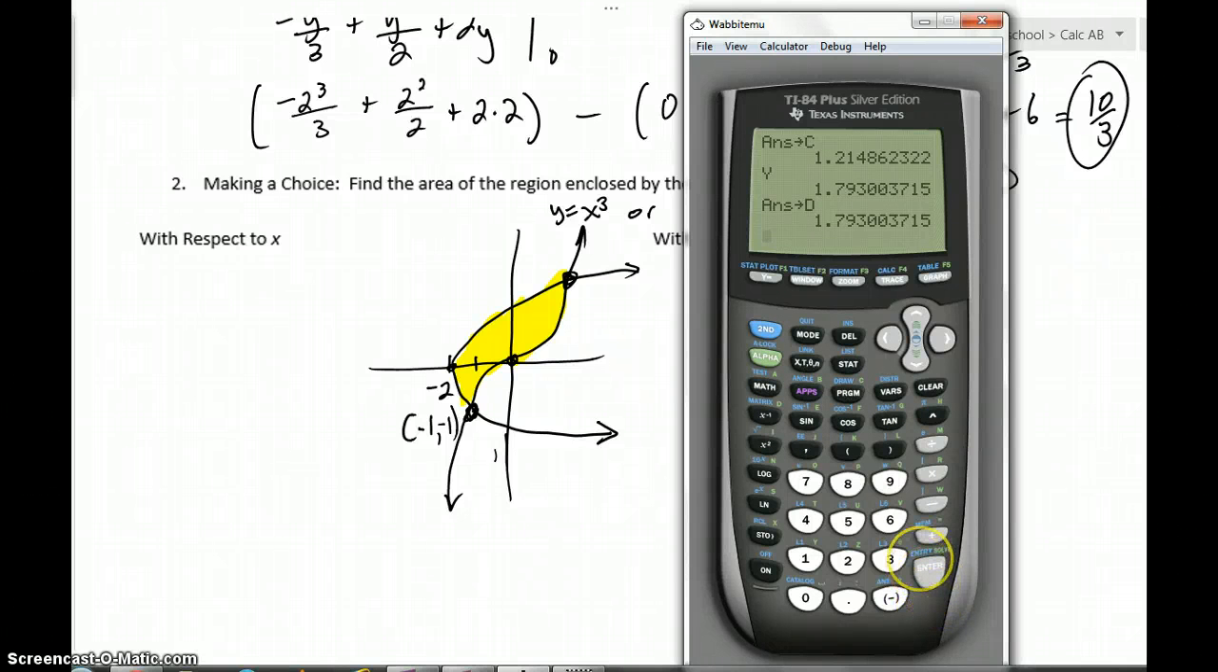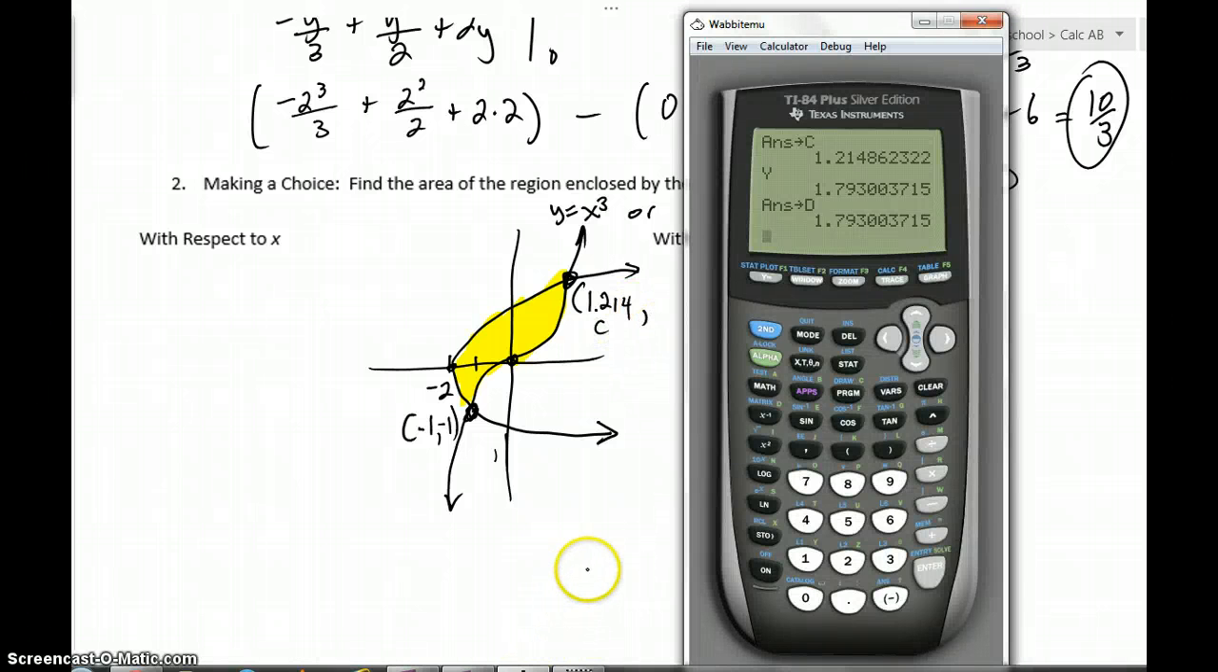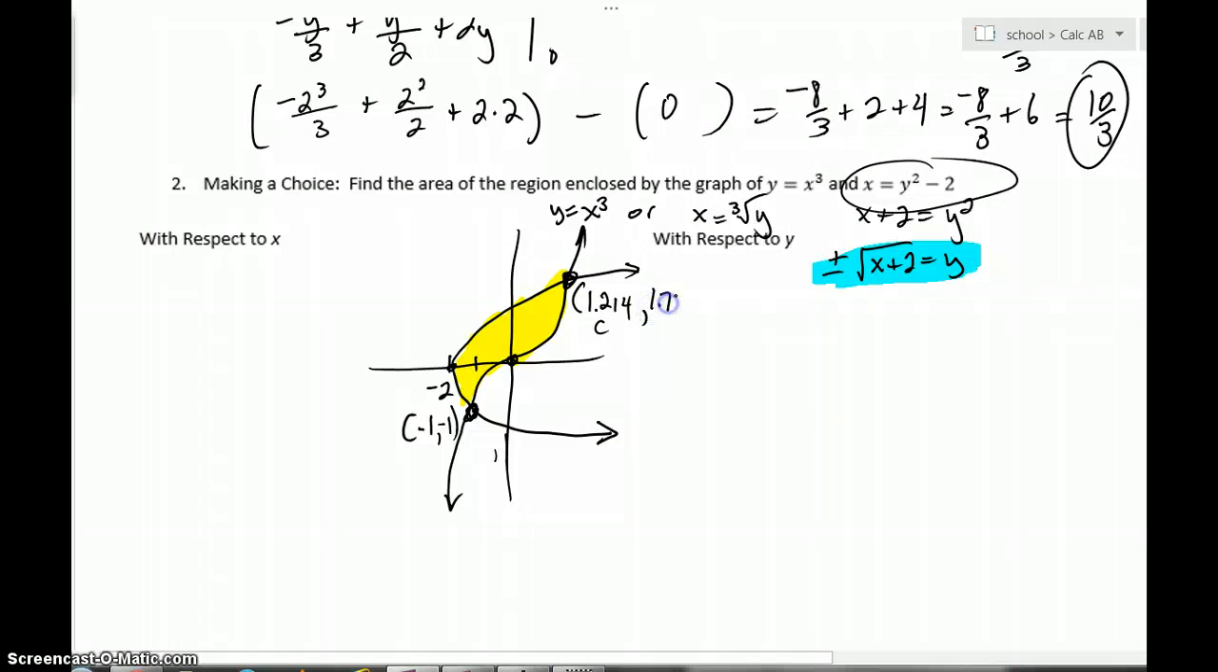Now we're going to use this in a little bit, but for the moment, here's 1.214, and we called that C. You can see that our y was 1.793, and we'll call that D. The reason why you'd like to keep those stored is you'll need your fnInt tool to be able to work this out. You might wonder if perhaps, since we just talked about working out this problem with respect to y, we could do that.